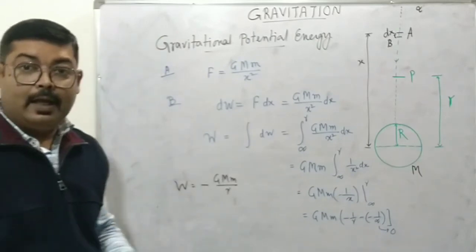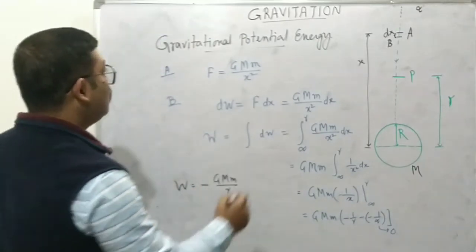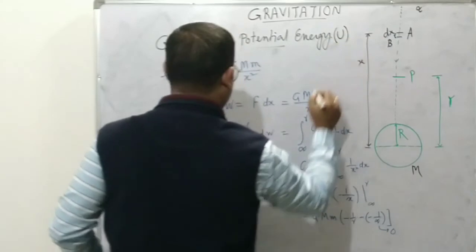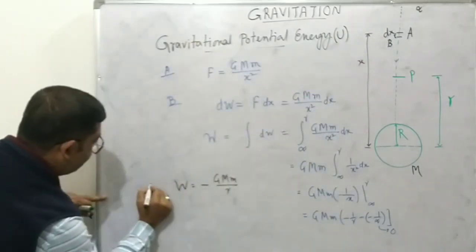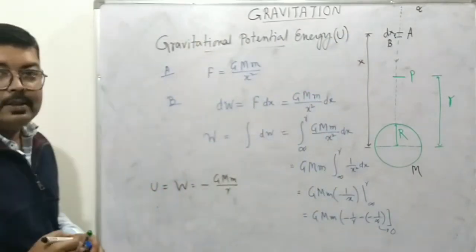Now this work done gets stored as the potential energy. So the gravitational potential energy U at the given point P will be U equal to this.